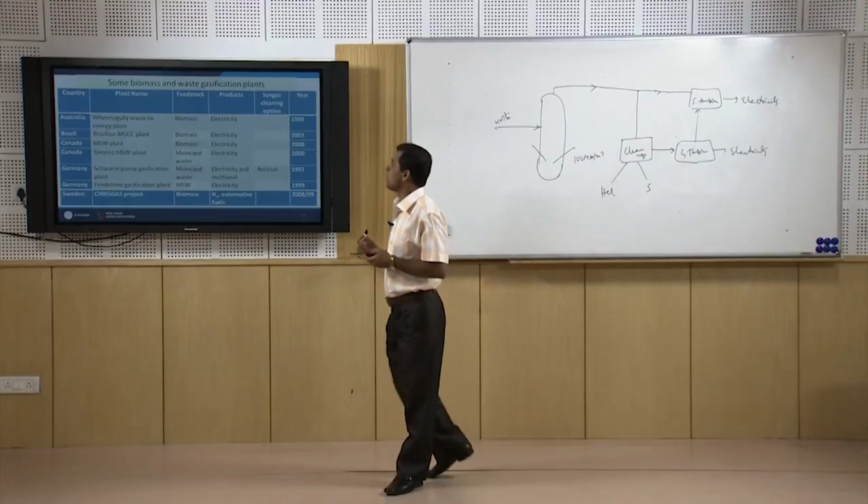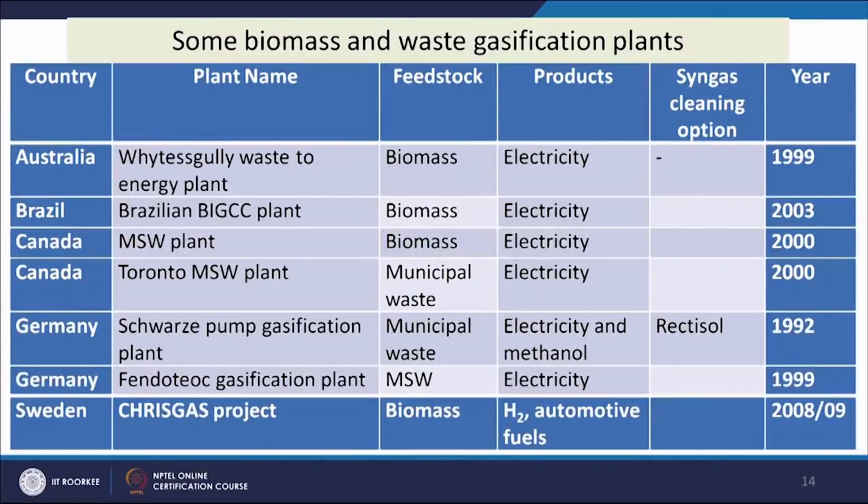Here we will see some biomass and waste gasification plants around the world. As is evident in this table, biomass and waste gasification plants are available around the world, and these plants have been available since the 1990s. Some are listed in Australia, Brazil, Canada, Germany and Sweden. All those plants are basically based on biomass or municipal waste, and most of these are producing electricity. They are not going for any other chemical synthesis except one or two.